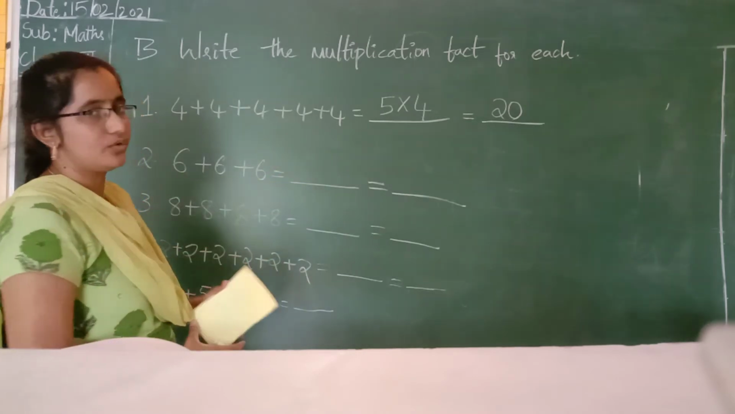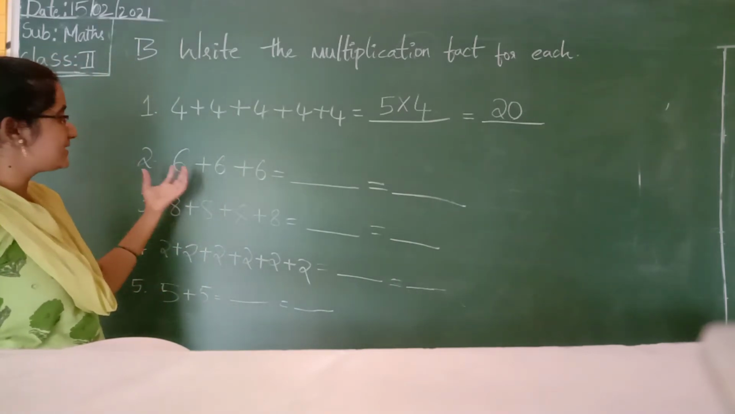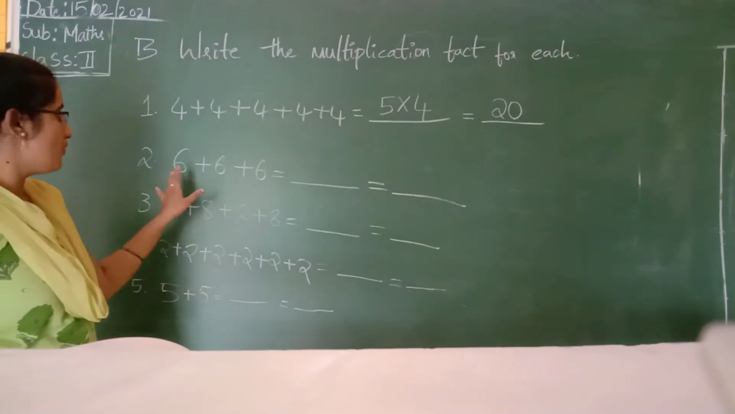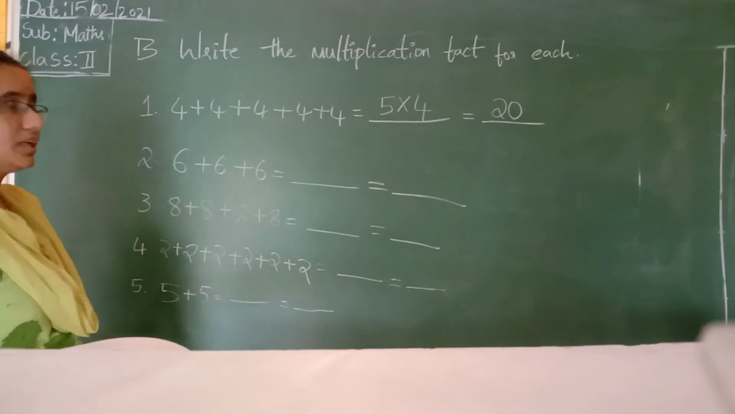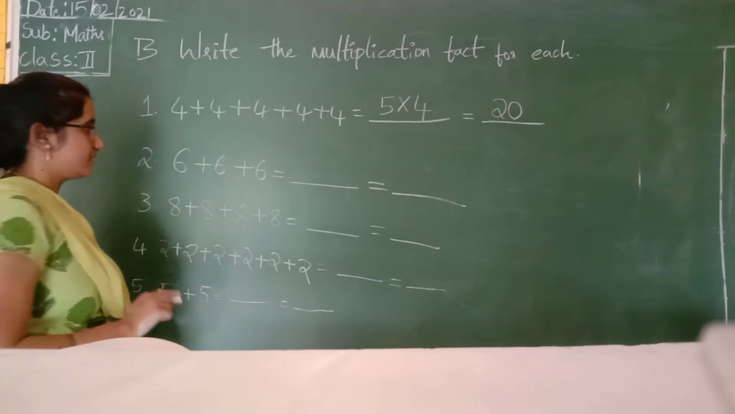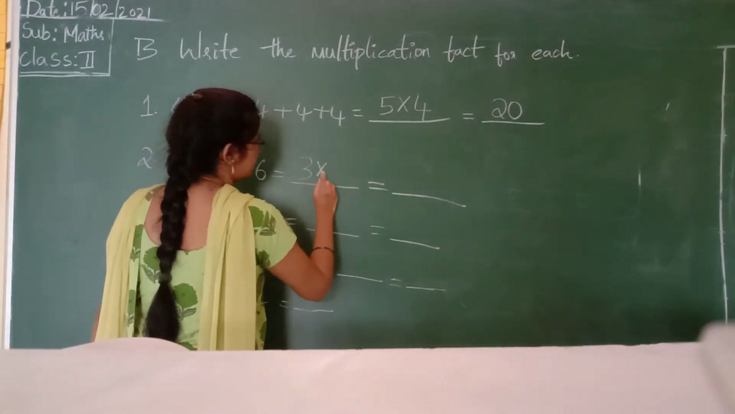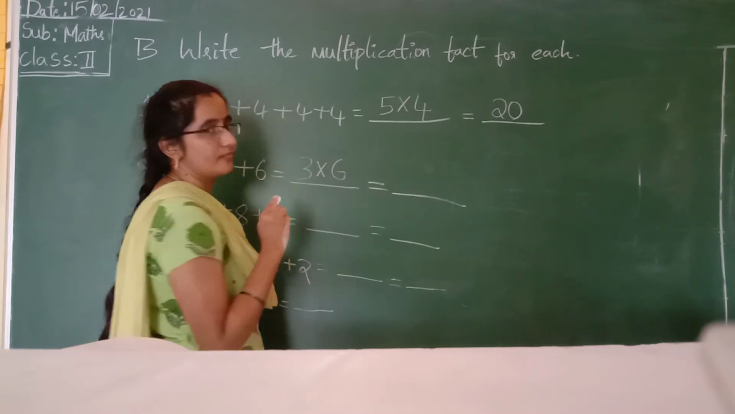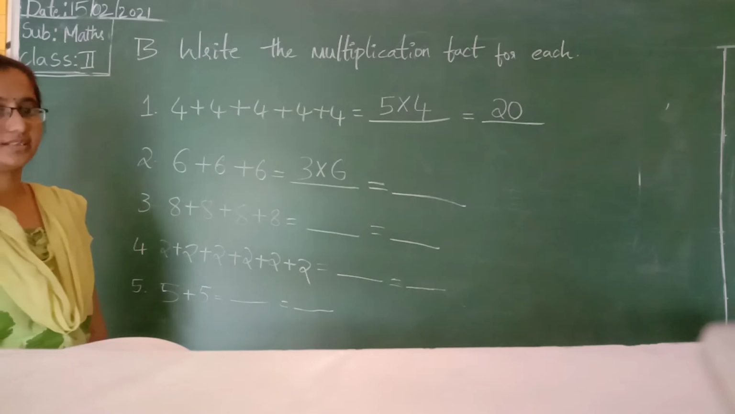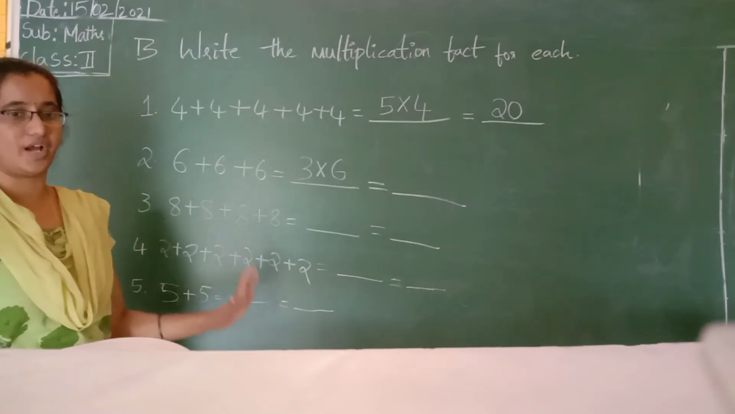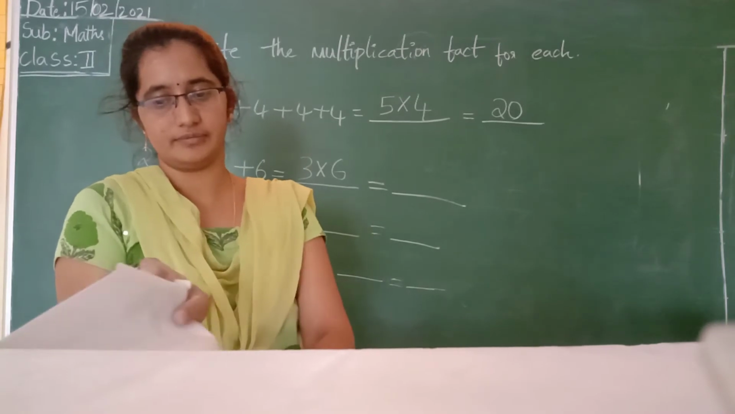Next we will go into the second one. How many 6s are there here? 1, 2, 3. Three 6s are there. That means 3 times 6. 3 times 6, 3 into 6. This is the multiplication fact.